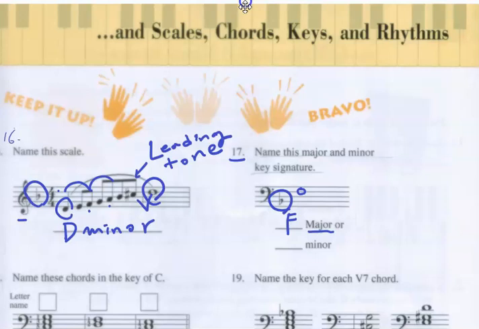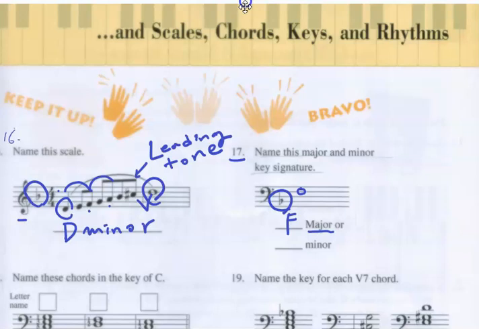Okay, F, G, A, B flat, C, D, E, F. This is F major scale. And we have to find the relative minor of F major scale. We have to find the relative minor of F major because relative major and minor share the key signature.